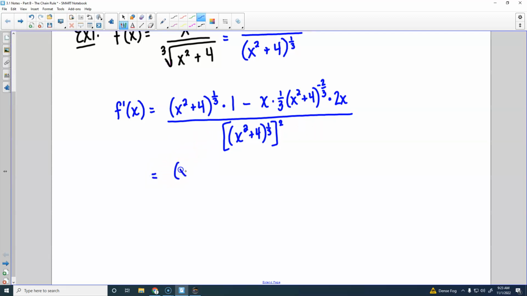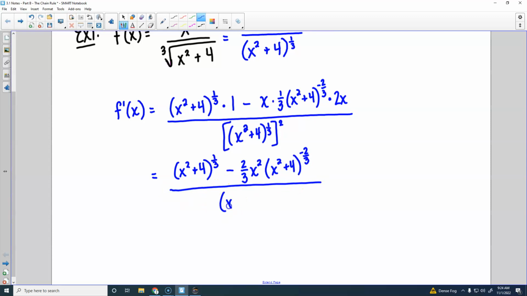So I've got x squared plus 4 to the 1/3 power minus, and here I've got 2x, 1/3, and x, so that's going to be 2/3 x squared times x squared plus 4 to the negative 2/3 over, this can just be written x squared plus 4 to the 2/3 power.